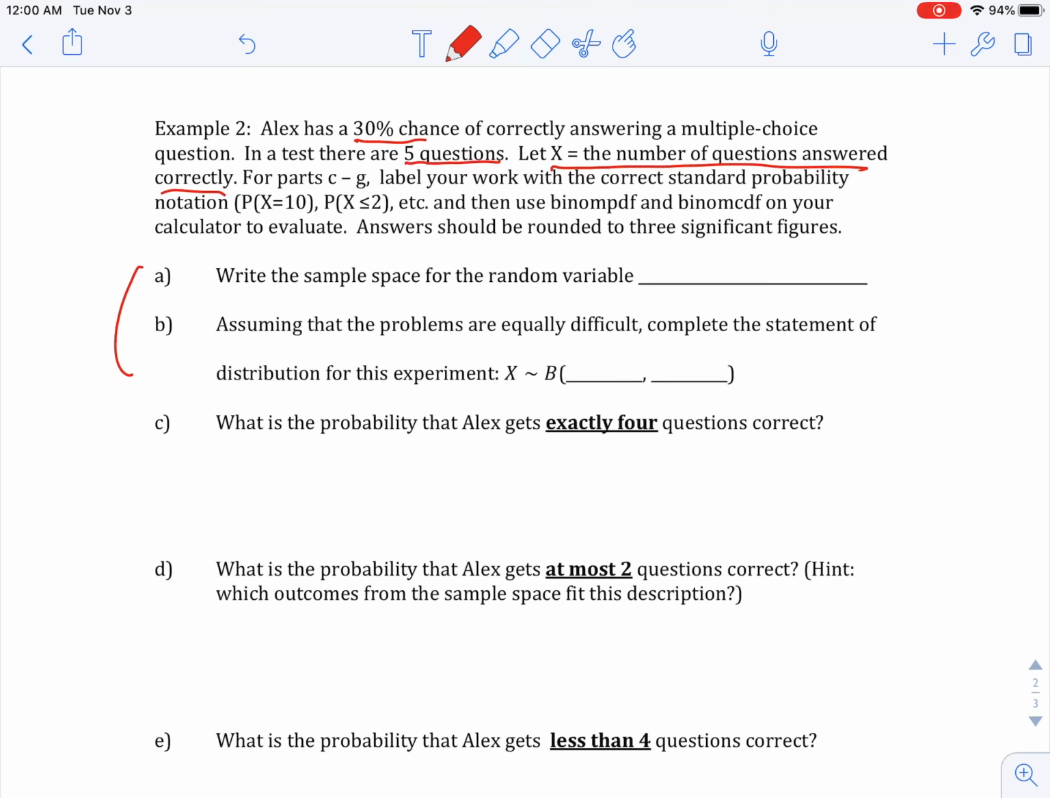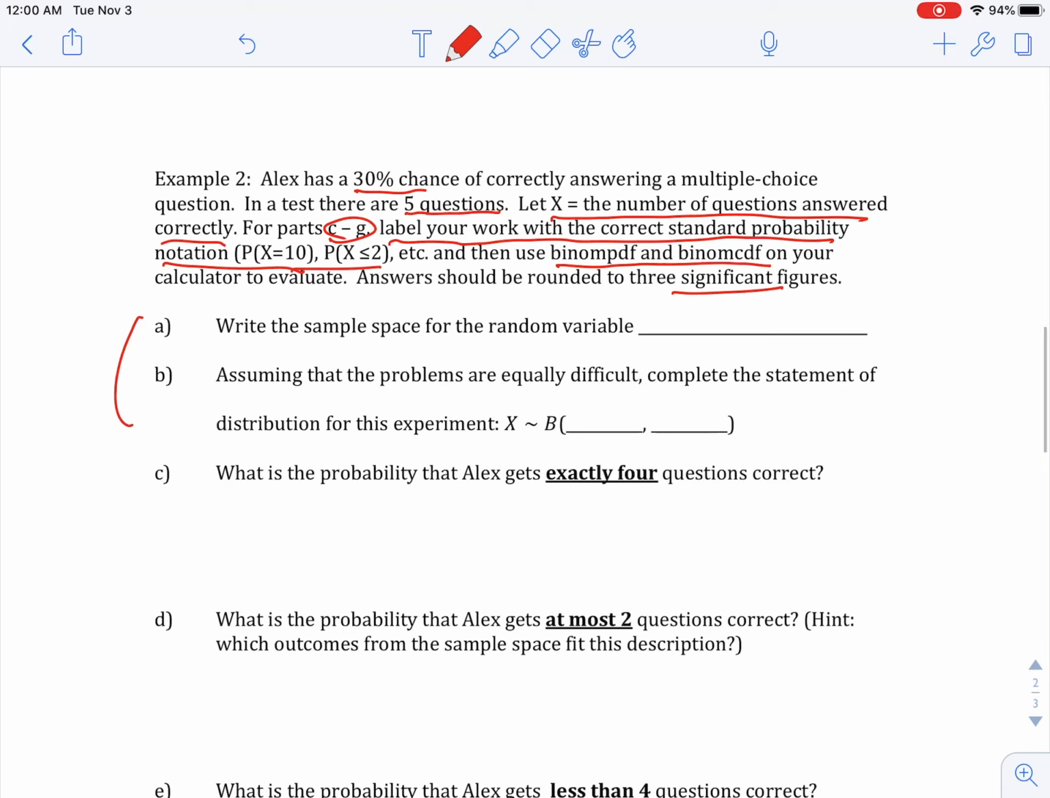So for part C through G, that's where we're going to be using the calculator. We're going to label the work with the correct standard probability notation, just like we did on the first page, either probability that X equals something, or is less than something, or greater than something. And then we're going to use the binom PDF or CDF on the calculator to evaluate them, and we're going to round them to 3 sig figs.